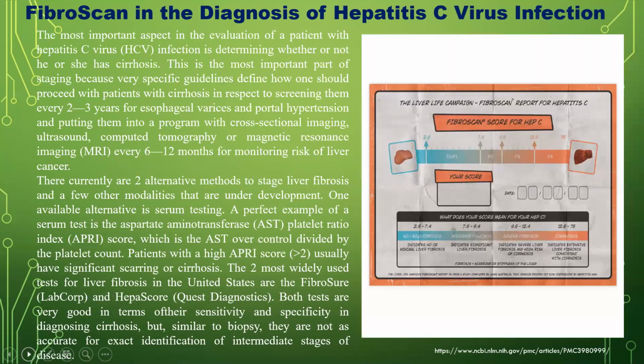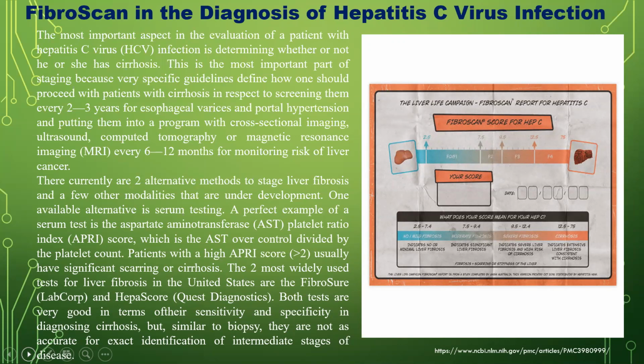The most important aspect of evaluation of the patient with hepatitis C infection is determining whether or not he or she has cirrhosis. This is the most important part of the staging because there are specific guidelines defining how one should proceed with the patient with cirrhosis, with respect to screening them every 2 to 3 years for esophageal varices and portal hypertension, and putting them into a program with cross-sectional imaging, ultrasound, computed tomography, or magnetic resonance imaging every 6 to 12 months for monitoring the risk of liver cancer.